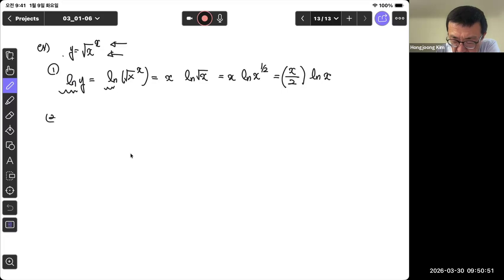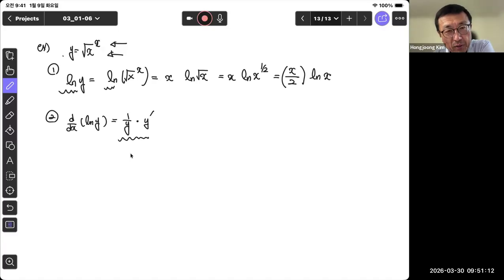Second, now is the time to differentiate each side of the equation with respect to x. If you differentiate ln y, you get 1 over y times y prime. You always have 1 over y times y prime for such a problem. What is the derivative of the right hand side, x times 1/2 ln x? This is the product of two functions, so you need to differentiate one function at a time.